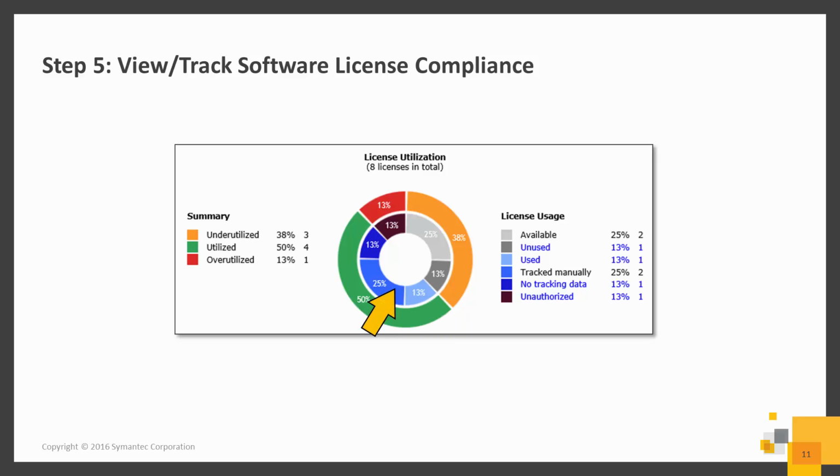Tracked manually shows the number of consumed licenses indicated by the non-inventoried client computer count. This number is entered by the administrator in the license editor. The No Tracking Data section shows the number of consumed licenses that were discovered by inventory on the client computers on which the software usage is not tracked. And finally, the Unauthorized field shows the number of licenses for software found on client computers that do not belong to a defined computer or user filter.